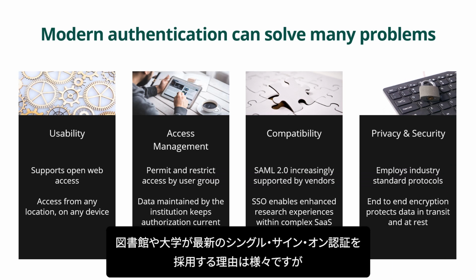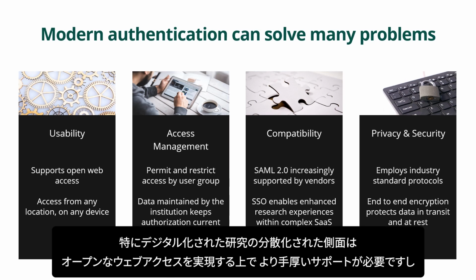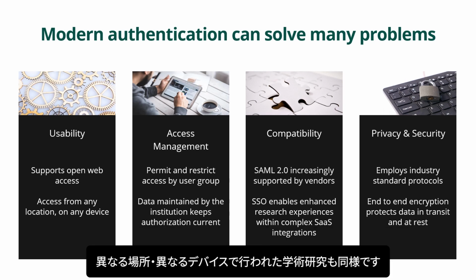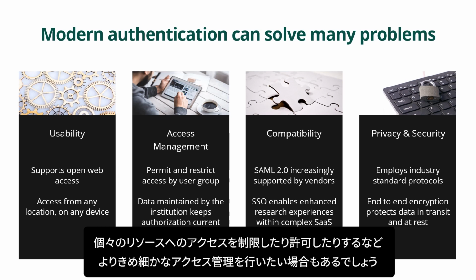There are many reasons why a library or a university may choose to adopt a modern single sign-on authentication experience. It first solves problems of usability, notably the decentralized aspects of digital research that require greater support for open web access attempts, as well as research done in different physical locations and on different devices. It also allows for more granular access management, including data attributes like user group or role that are used to restrict or permit access to individual resources.